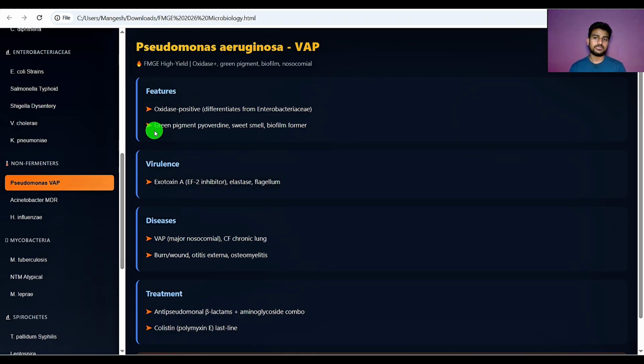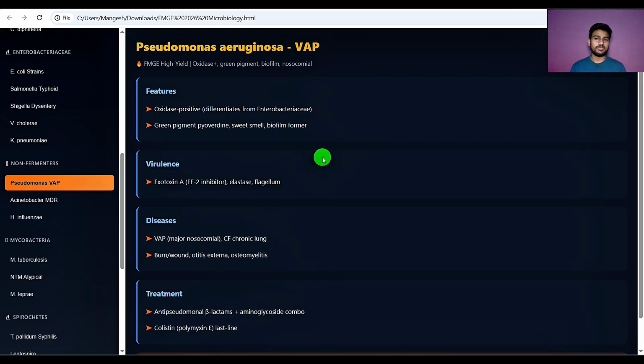Which features? These features. So the features are oxidase positive. The Pseudomonas aeruginosa is oxidase positive. It is what differentiates it from the Enterobacteriaceae family. There is also green pigmentation. There is also pyoverdin pigment involved in this condition.